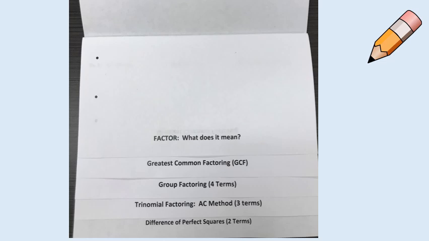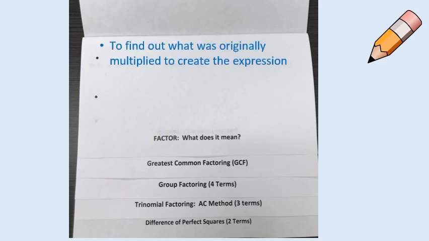Factor, what does it mean? You have 2 bullets. Let's take care of the first bullet. What does factor mean? It means to find out what was originally multiplied to create the expression or polynomial. If you need to pause this video to jot these notes down, please do so. The second bullet should be undo the multiplication process.